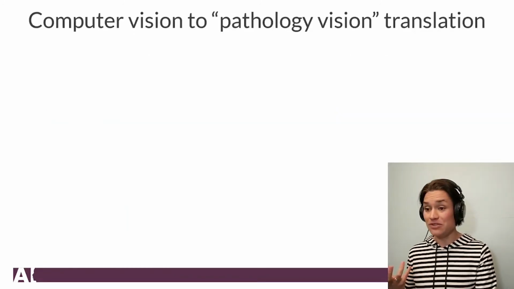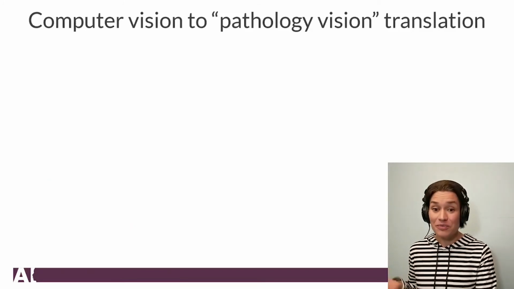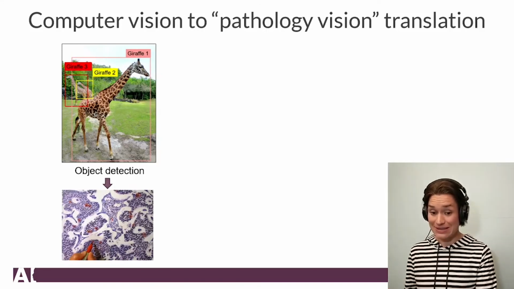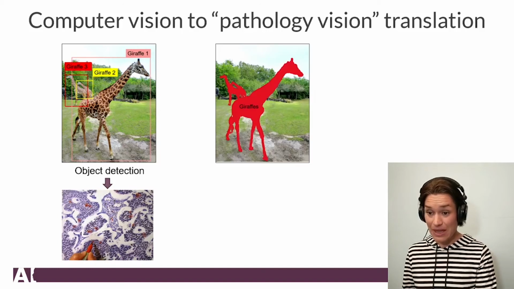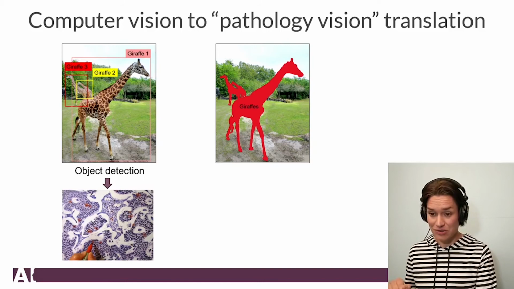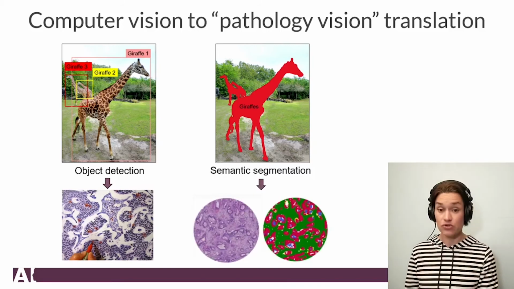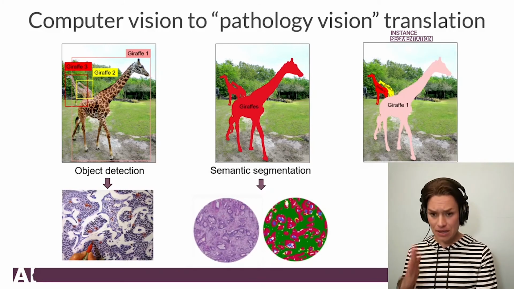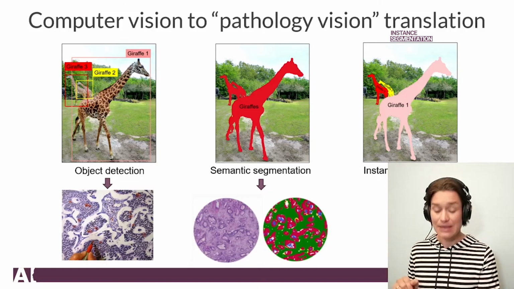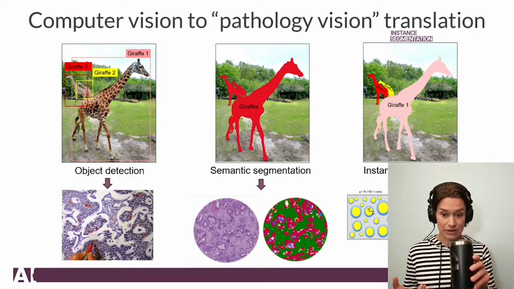So how do we translate computer vision tasks to pathology tasks? I call this computer vision to pathology vision translation. Object detection would be our Ki-67 counting problem. Then giraffes, just as giraffes, and that's fine. We don't have to distinguish one from the other. That's semantic segmentation, and that would be our tumor stroma separation. And then each giraffe exactly where it is, exactly with the delineation. This is instance segmentation, and this would be applied to the neurons.